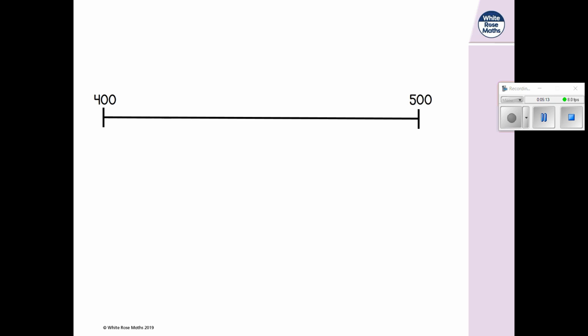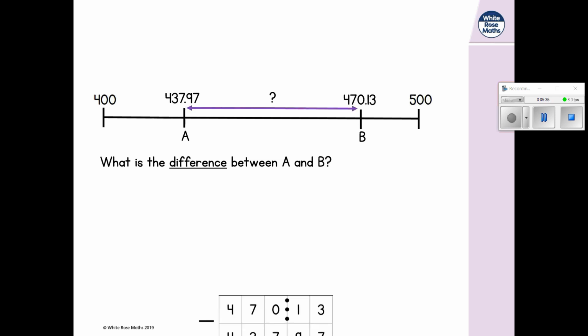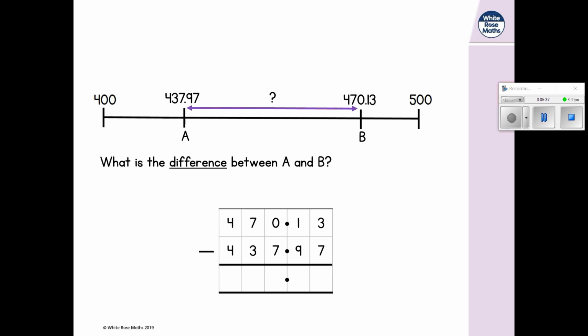In this example, we're going to use a number line. We want to know what is the difference between A and B. We can think of the word difference in this case as meaning what is the gap between the two numbers. So we need to perform 470.13 subtract 437.97.